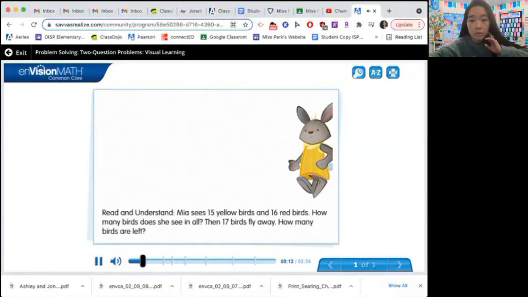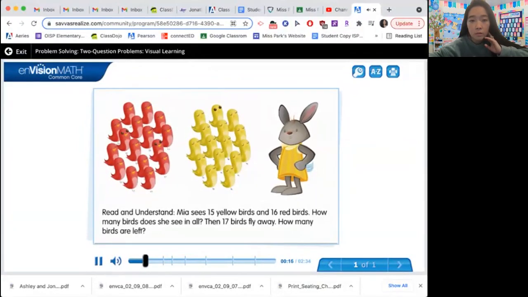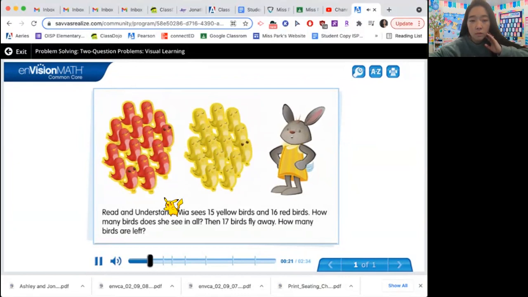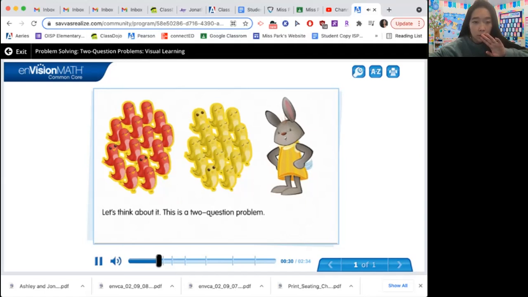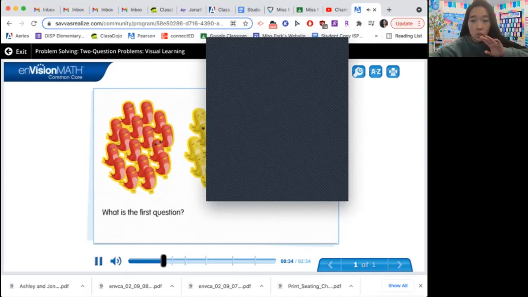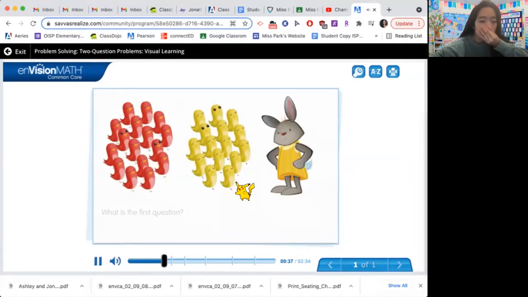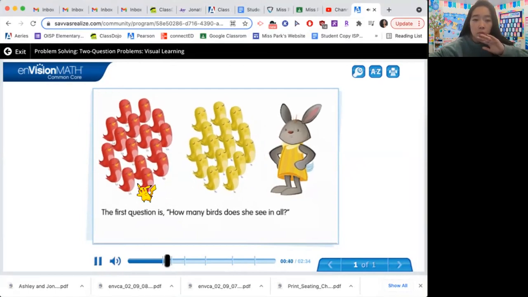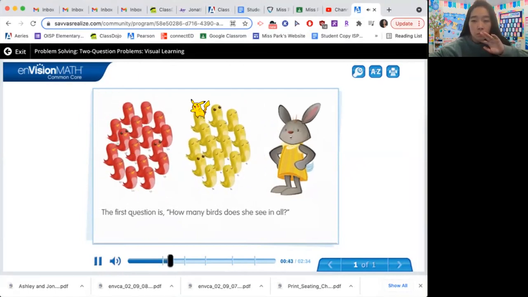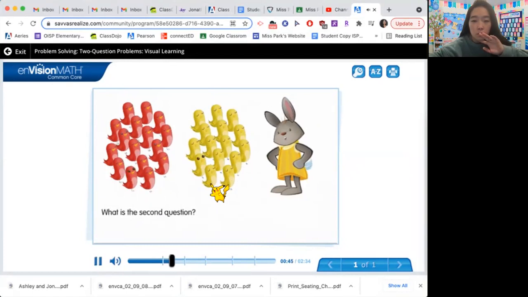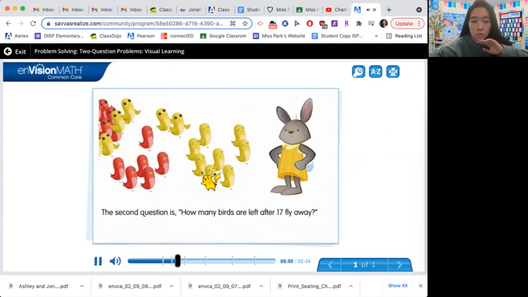Read and understand. Mia sees 15 yellow birds and 16 red birds. How many birds does she see in all? Then 17 birds fly away. How many birds are left? Let's think about it. This is a 2-question problem. What is the first question? The first question is, how many birds does she see in all? What is the second question? The second question is, how many birds are left after 17 fly away?